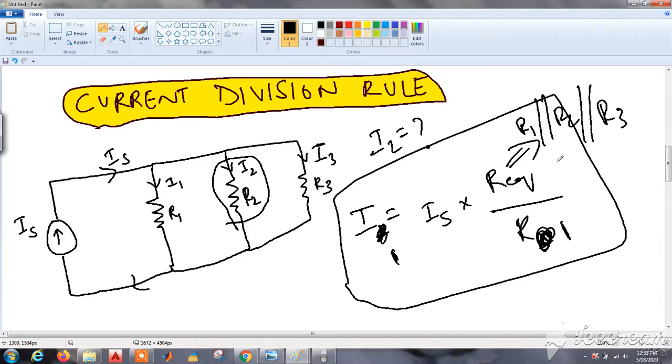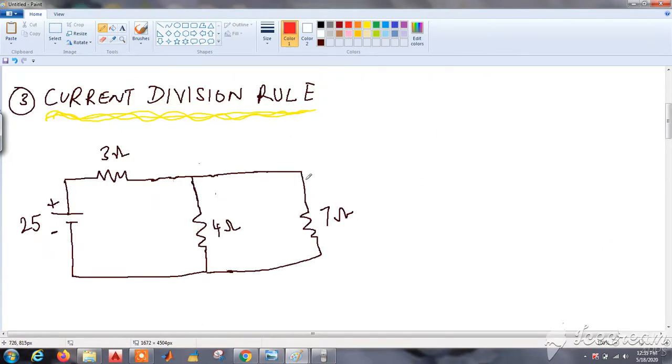So let's apply this rule to our given question. Now this is our circuit. First let us find the source current we have, that is, what is the current here? The source current I can represent by I1. So I1 is our source current, and I1 is splitting up into I2 and I3.